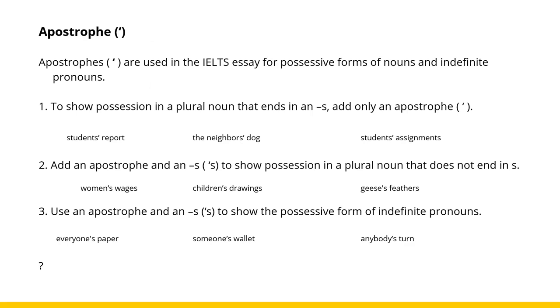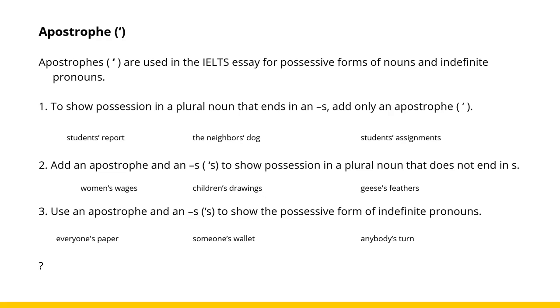The following punctuation we are going to discuss is the apostrophe. Apostrophes are used in the IELTS essay for possessive forms of nouns and indefinite pronouns. So the first way we use an apostrophe is to show possession in a plural noun that ends with the letter S. In this case, we do not add anything except the apostrophe itself. So here we have examples.